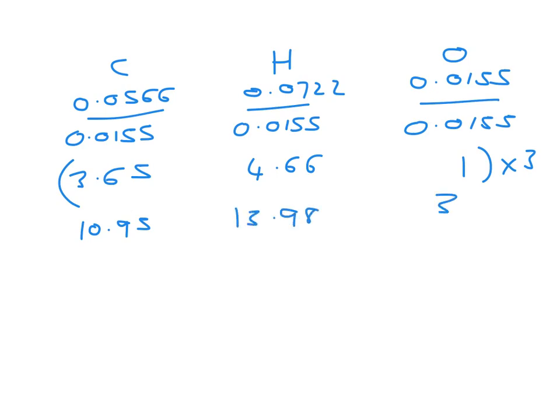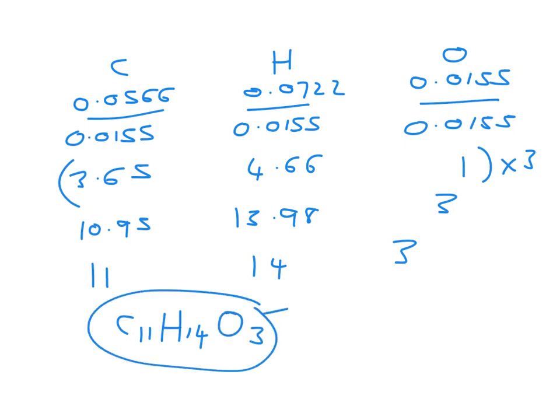And that will obviously be 3. Now these you can round up, so obviously that's going to become 11, that will be 14, and that will be 3. So my empirical formula is C11H14O3. Now if I add all of those up, that comes to 194 for my molar mass, but you notice that it's told me in the question it comes to 388. So I have to times that by 2. So my molecular formula is C22H28O6.